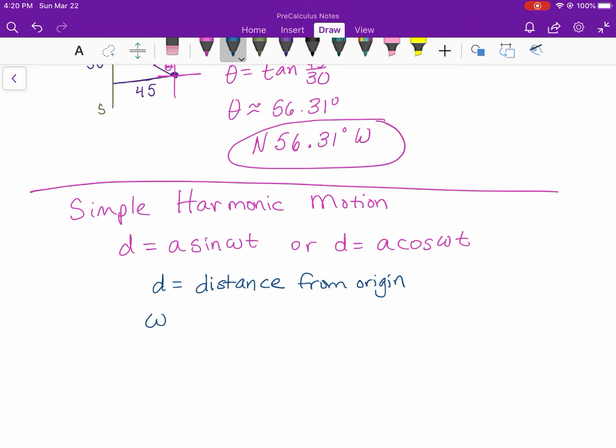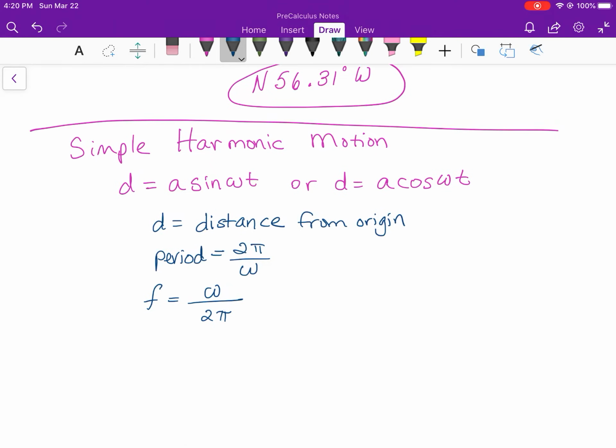Omega has to do with your period. The period is 2 pi divided by omega, just like it was for our period in lesson 4.6. And t is time. Frequency is going to be omega divided by 2 pi, so it's the reciprocal of the period. All right, now I'm going to walk you through number 47, and that one is on page 336 as well.